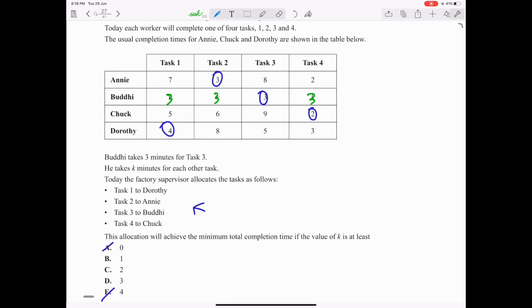So 3, and then let's look at task 3, the column for task 3, there's only Buddhi doing it. Task 4, still the 2 circled is smaller, so therefore that would not affect the minimum completion time of the project. Now we can try the value of K as 2.